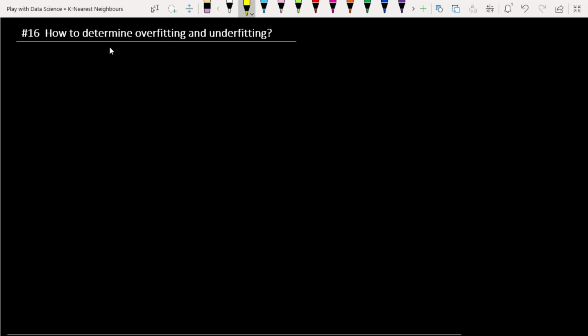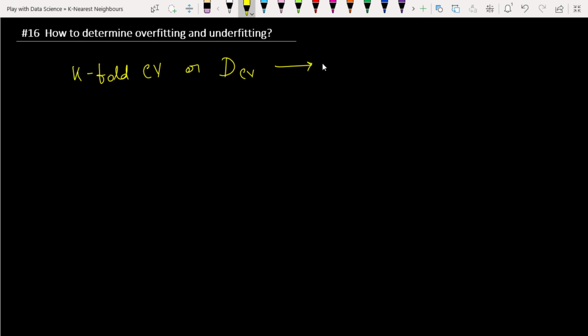So here we have to determine whether our models are overfit or underfit. How do we determine this through some simple calculations? Let's see how to determine the best k in k nearest neighbor. We have seen in the previous lecture, by simple k-fold cross validation, or simply using the cross validation data, we are finding the best k.